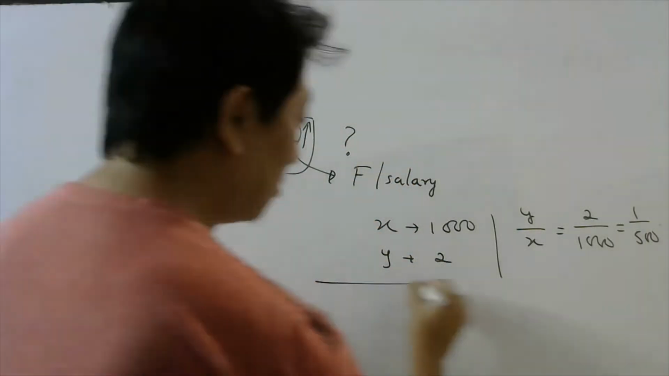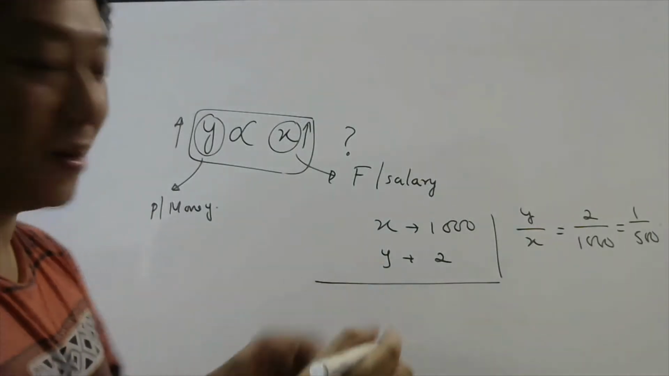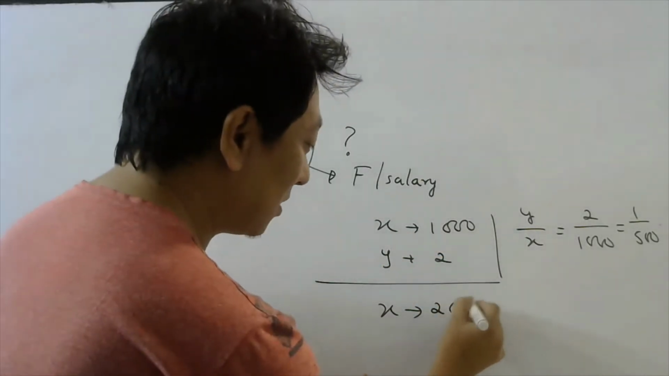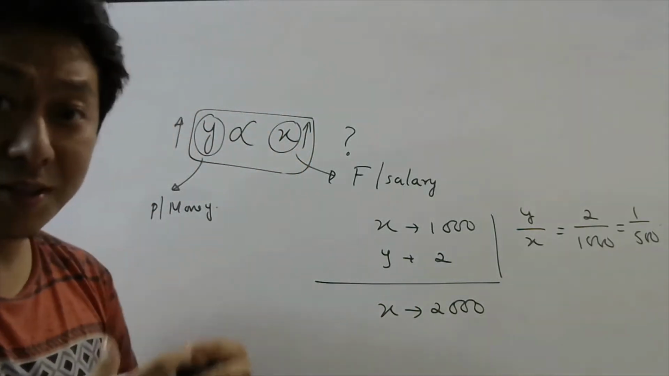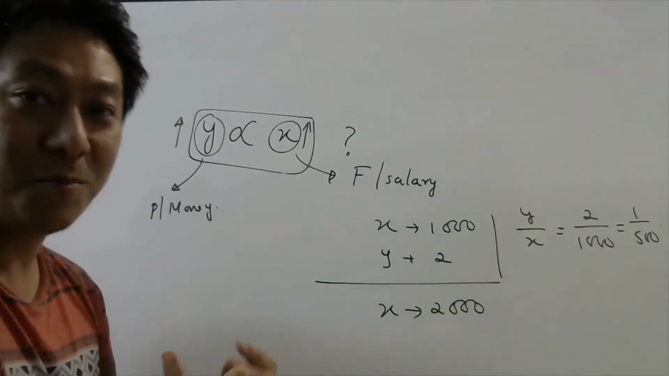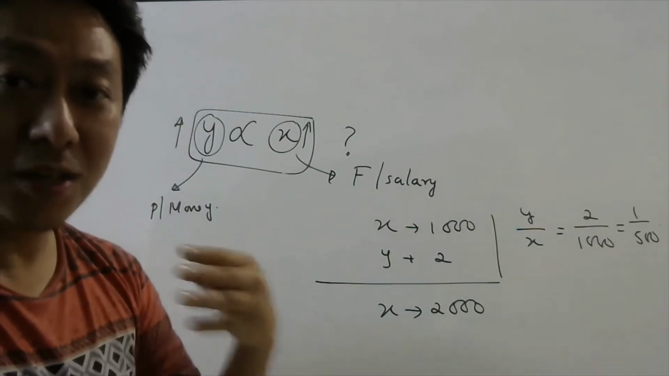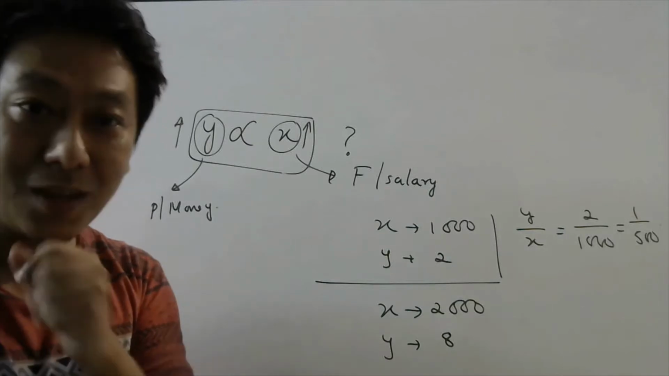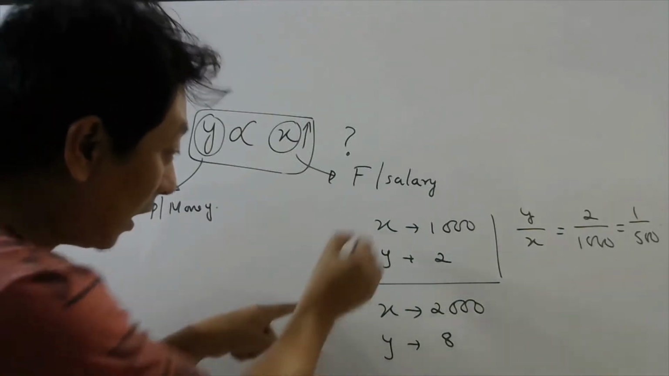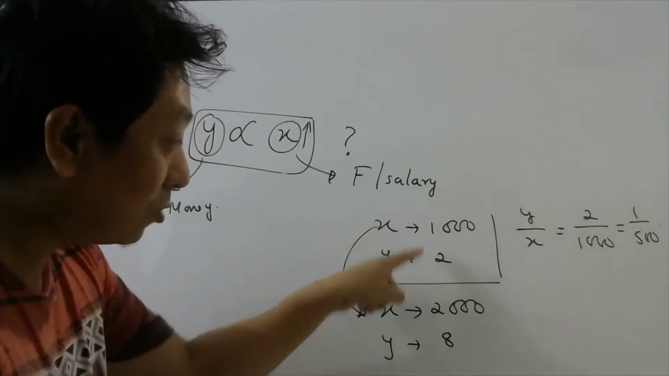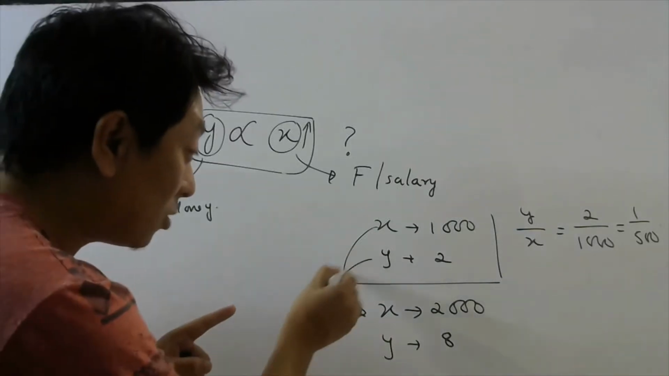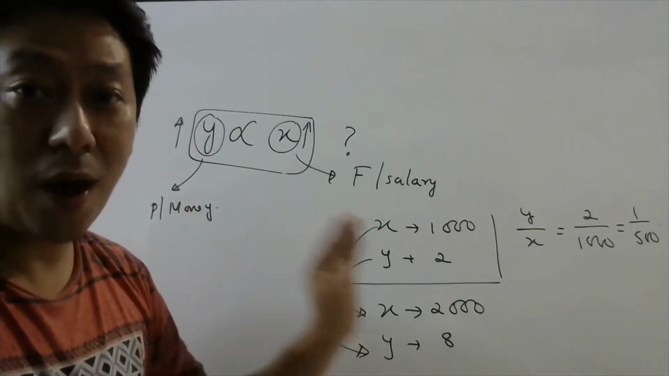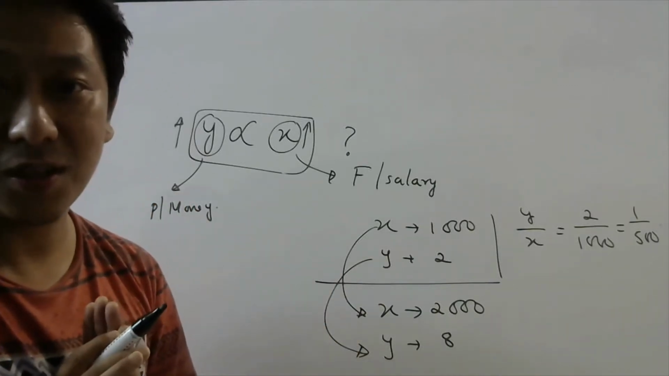Tomorrow my father does a good job, so his salary is doubled. So doubled means 1000 will now be 2000. Now my father is very excited with this. He comes home and he says, son, I'm going to increase your pocket money to 8 rupees. Now you can see that when x has increased from 1000 to 2000, y has also increased. But in this case, we cannot say y and x are directly proportional.